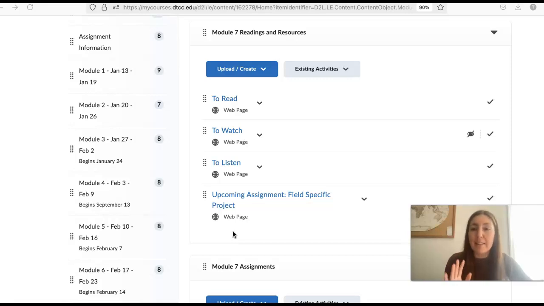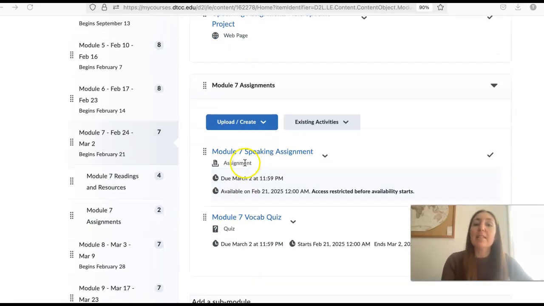And then you also need that list of vocabulary words that would be useful for dealing with patients in that field. So then for the assignments, the speaking assignment, again, you're going to need that vocabulary list. And for the quiz, you need the vocabulary list plus some information from the articles.